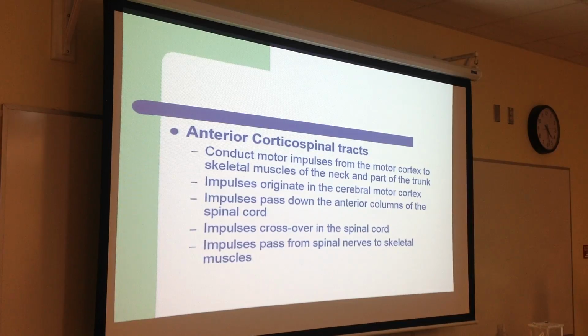Now, if we are wanting to cause movement of muscles in the neck or in the trunk part of the body, where are we probably going to exit the cord? At what level would you suspect you would want to exit the cord?